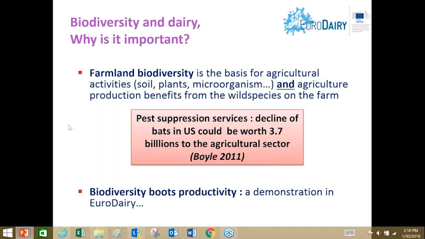And the second reason why biodiversity is important for dairy farming is that biodiversity boosts productivity. There are already a few studies that show the link between a higher productivity level on the farm and the biodiversity level. But that's also something we want to demonstrate within EuroDairy, because the pilot farms that have been audited for biodiversity also gave us their economic results, and the idea is to make the link between their economic results and the state of biodiversity of the farm. And we are confident to find a link between the economic results and the biodiversity level.